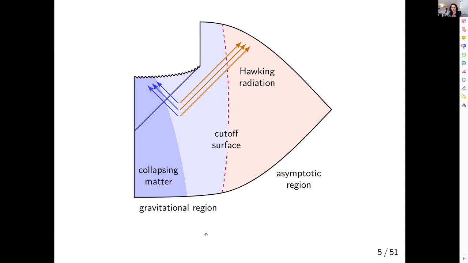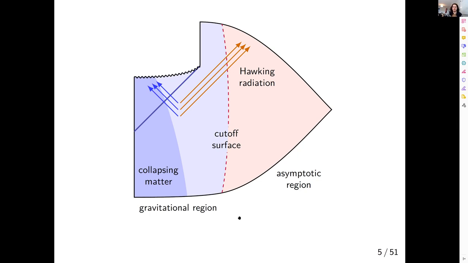And we assume that gravitational effects only play a role in the gravitational region. This could be an exact assumption, so that there are genuinely different degrees of freedom evolving in one region to the other. Or it could just be an approximation, so that we put this cutoff surface wherever it needs to be so that gravity is weak in the asymptotic region.